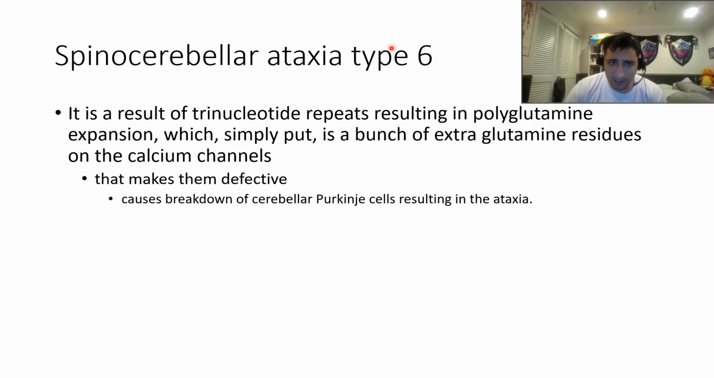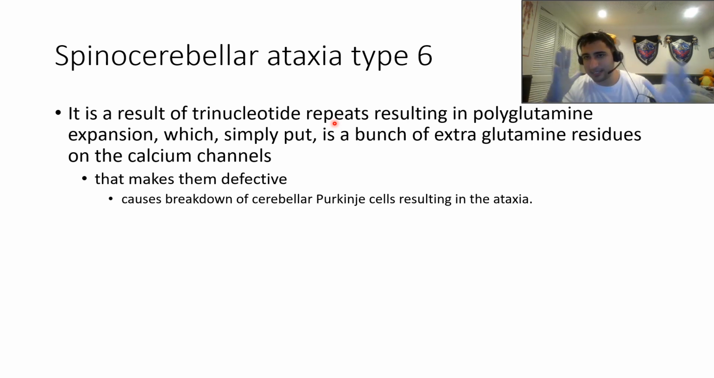In spinocerebellar ataxia, you have trinucleotide repeats. That's why I put that in here. Spinocerebellar ataxia type 6 is a result of trinucleotide repeats resulting in polyglutamine expansion. So, to keep it simple and not start a molecular bio lecture, you have a bunch of extra glutamine on the calcium channels that makes them defective.